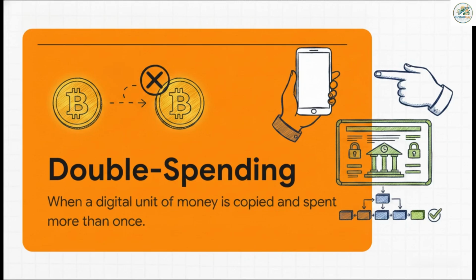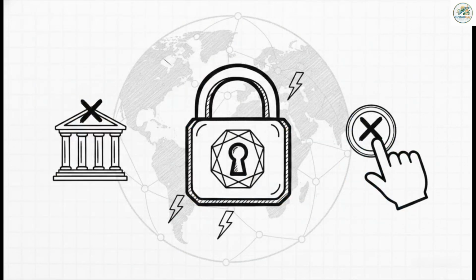Look, if I send you a digital photograph, I don't actually send you the original photo, right? I send you a copy. If digital money worked that way, you could just copy and paste your money infinitely. Before Bitcoin, solving this problem always required a trusted central institution, like a bank, to maintain a private ledger and make sure no one was cheating. So the crucial point is, Bitcoin solved this exact problem without the middleman.